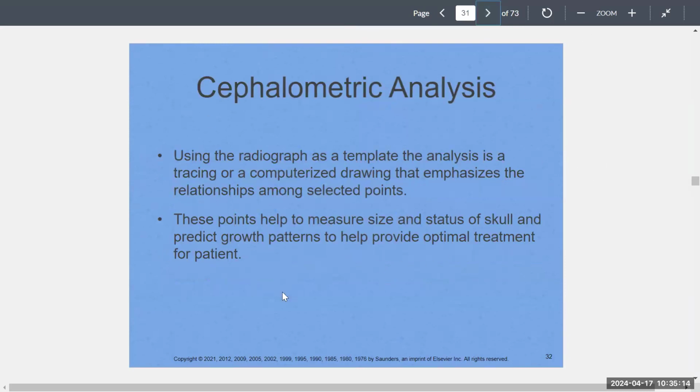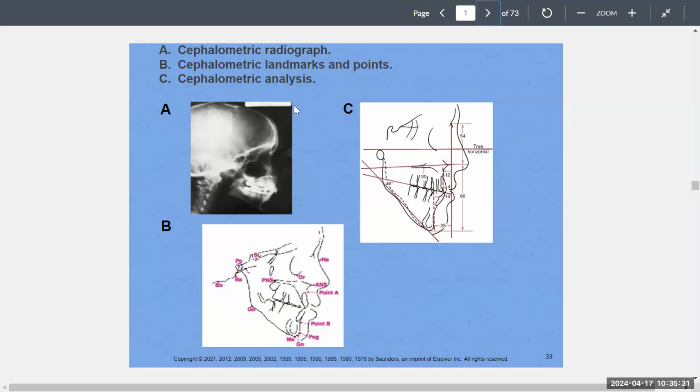So what we ultimately do is we analyze this type of radiograph. It has computerized drawings, and it has areas where we can place points such that we can measure the size and the status of the skull in terms of growth development for the patient. And this is how a Ceph looks. Ceph is short for cephalometric radiograph.